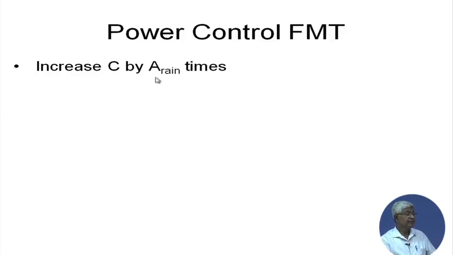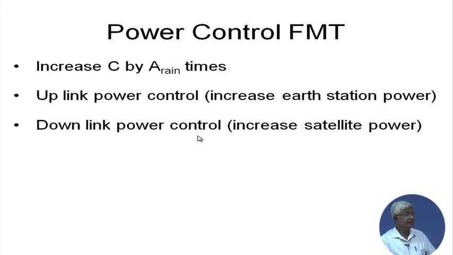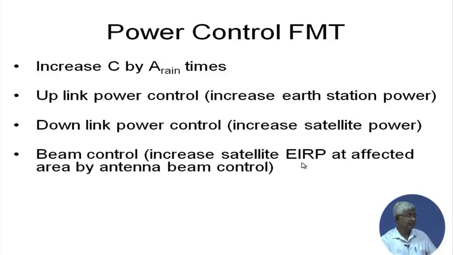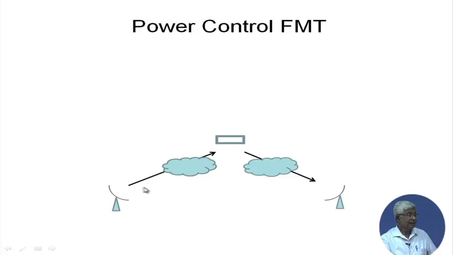So, let us quickly go through the power control FMT. They increase the C by N by A rain times, that is whatever attenuation has occurred due to rain. Uplink power control increases the earth station power. If I increase the earth station power, what happens? Or it could be increasing the downlink power, that is the satellite power, or it could be done by beam control, that is increasing the satellite EIRP at the affected area by the antenna beam, that is the gain of the transmit antenna, so that EIRP increases over that focused area.